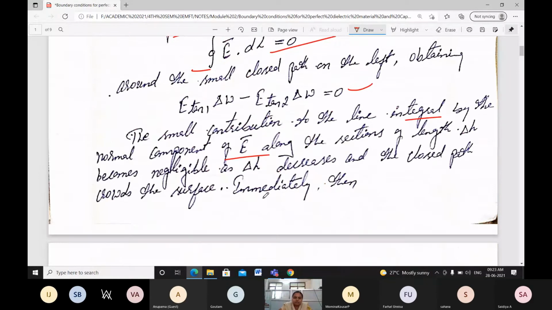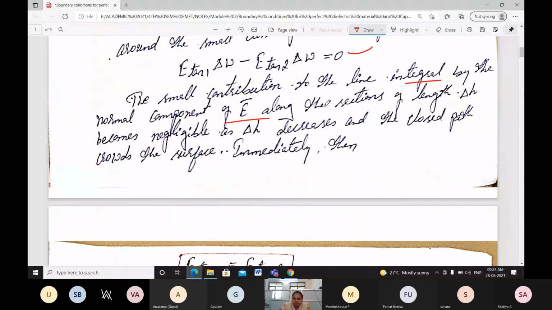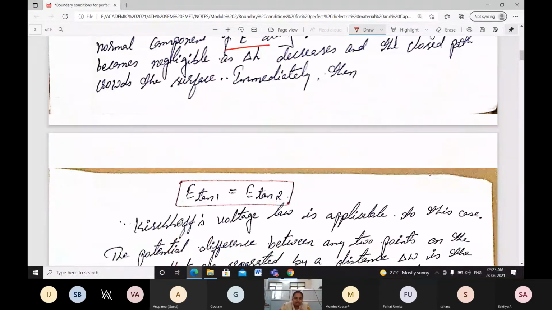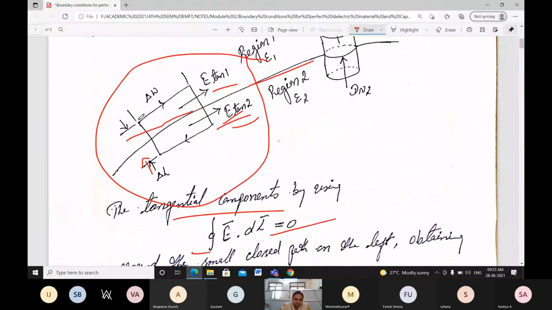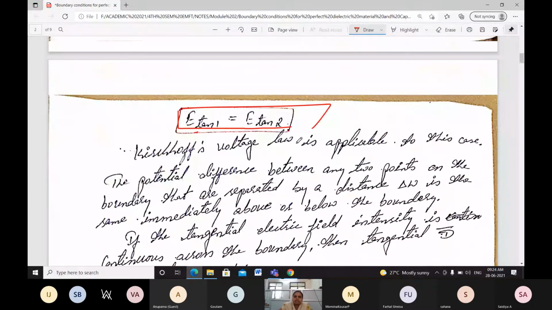In such cases, the equation becomes delta w equals 0. It's not actually 0, it's reaching towards it. So we can write the equation as E tan 1 equals E tan 2. This is the equation you will get. This represents Kirchhoff's voltage law, where the potential between two nodes is equal, right? V1 equals V2. That's the information it gives us.